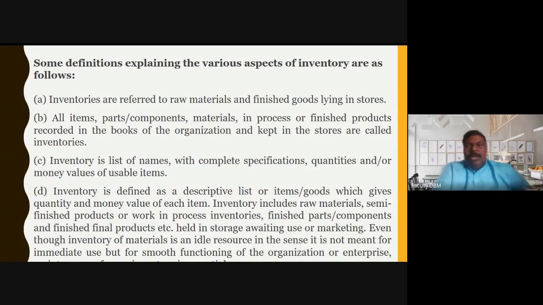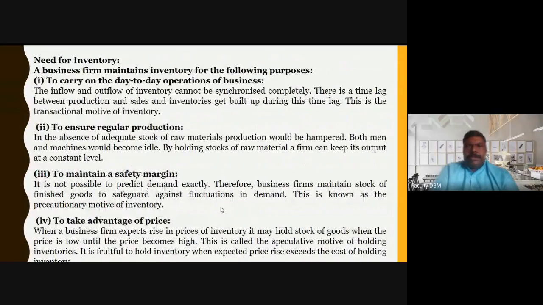So inventory, the whole of the items or goods we are going to store or that are lying in the stores, is called inventory. So these are the different definitions and meanings of that.